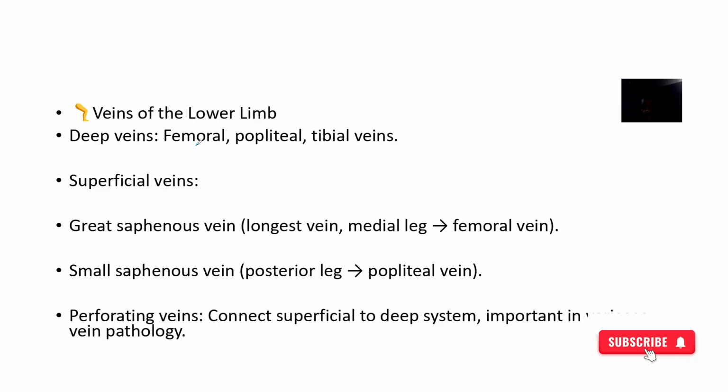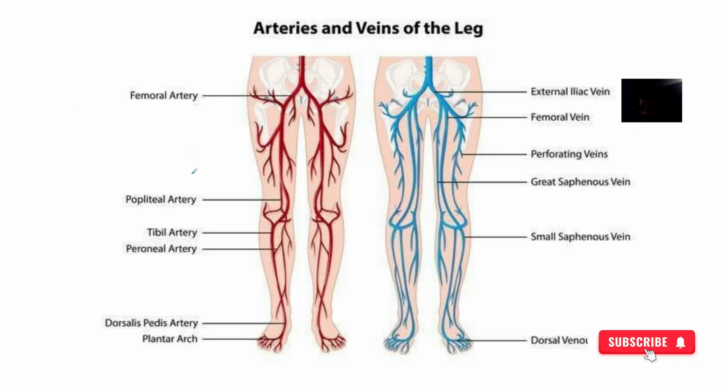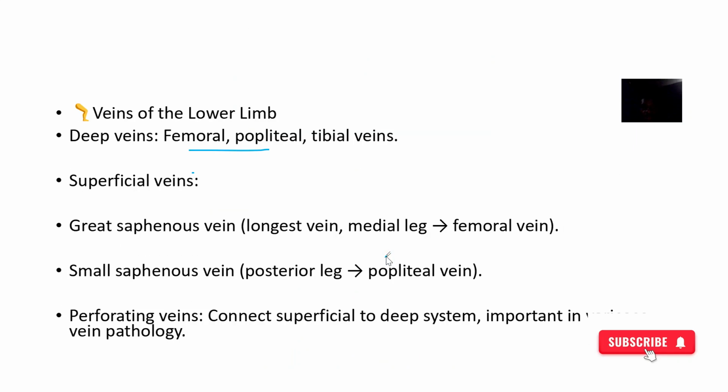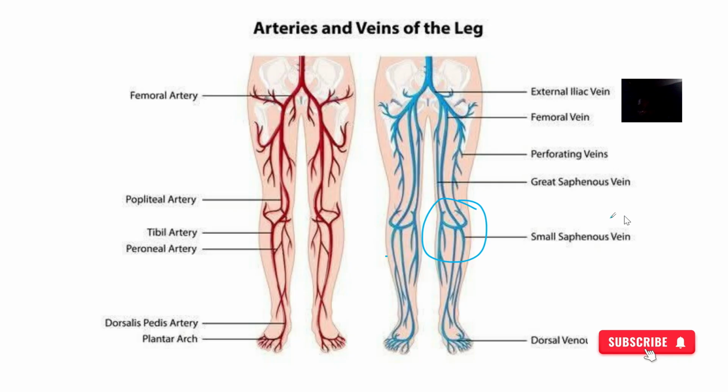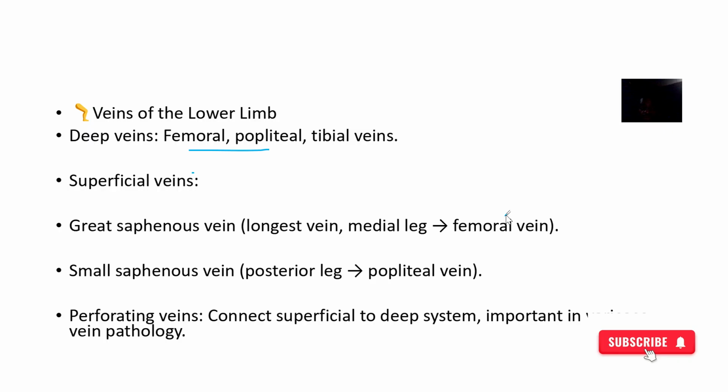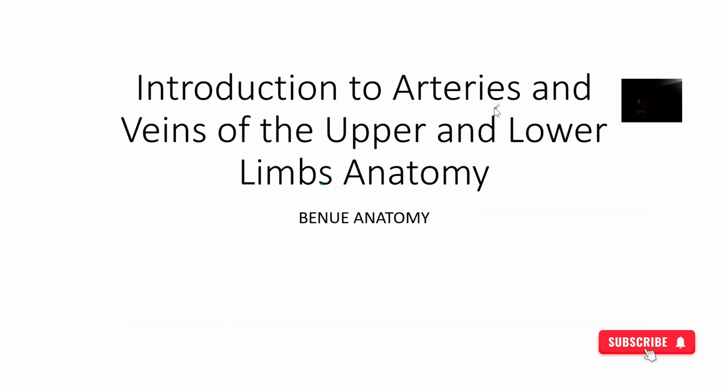So veins of the lower limb now, we have the femoral, the popliteal, and the tibial veins. The popliteal is around down here, but it's not labeled. Then we have the great saphenous vein and the small saphenous vein. This is the great saphenous vein, this is the small saphenous vein. Okay, so just so you know, we also have the perforating veins, and all of them are about taking bad blood from the downside to the upside. So this is what we got for the arteries and veins of the upper and also the lower limb anatomy.